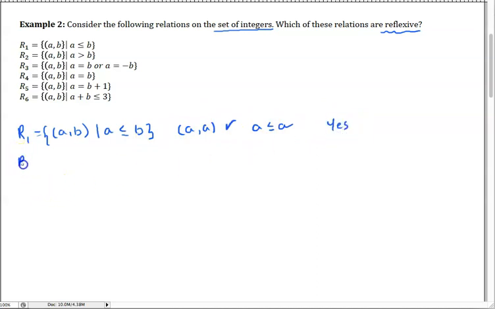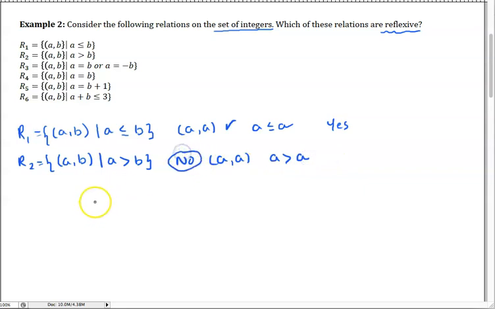Let's look at R2. R2 contains all the coordinate points (a, b) where a is bigger than b, so the first element is strictly bigger than b. This would not contain elements where these are equal, because a is not bigger than a. So this would be a no. This is not reflexive.